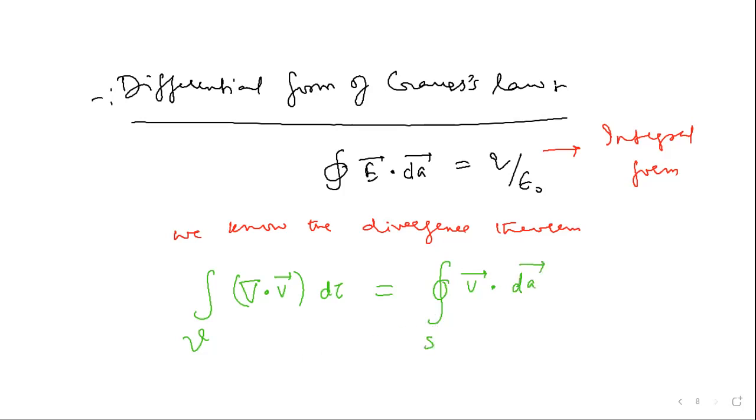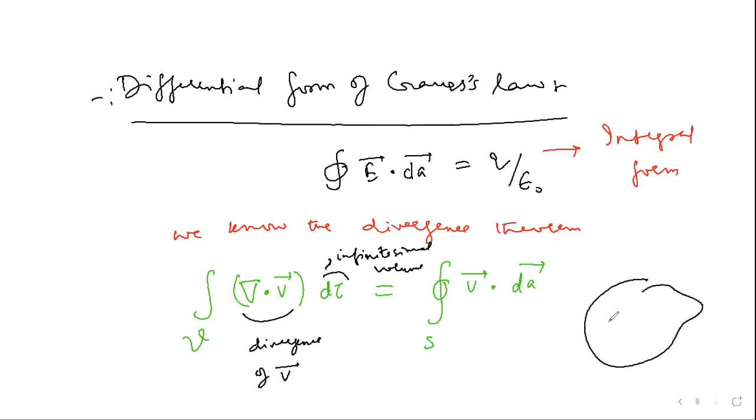The surfaces. Now, what is V? What is this thing? This is divergence of vector field V. V is some general vector field. What is d tau? It is infinitesimal volume. Infinitesimal volume, right? So actually, there is some volume. That volume is nu. Nu is total volume.